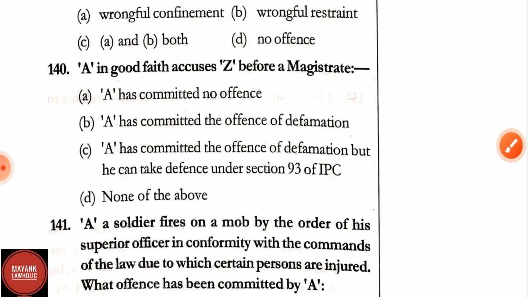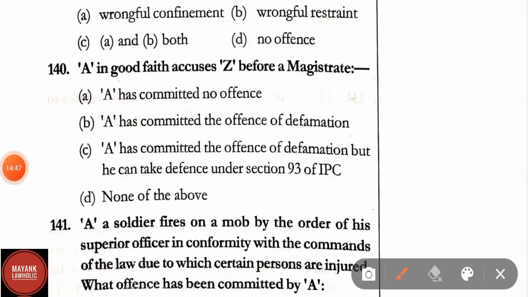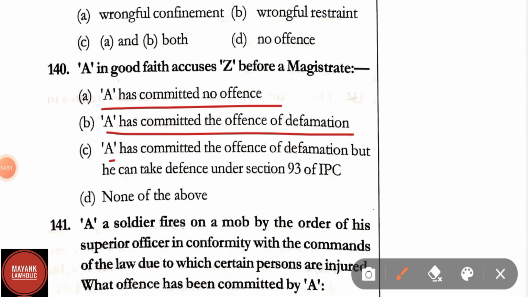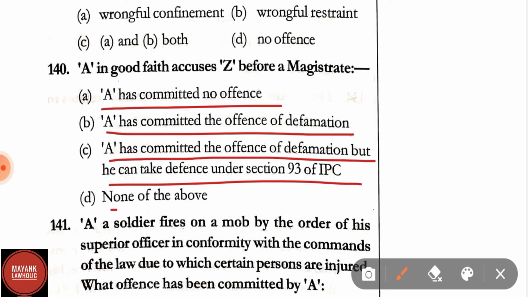Question number 140. A in good faith accuses Z before a magistrate. Option A, A has committed no offence. Option B, A has committed the offence of defamation. Option C, A has committed the offence of defamation but he can take defence under section 93 of IPC, and option D, none of the above. Correct answer is option A, that is A has committed no offence.